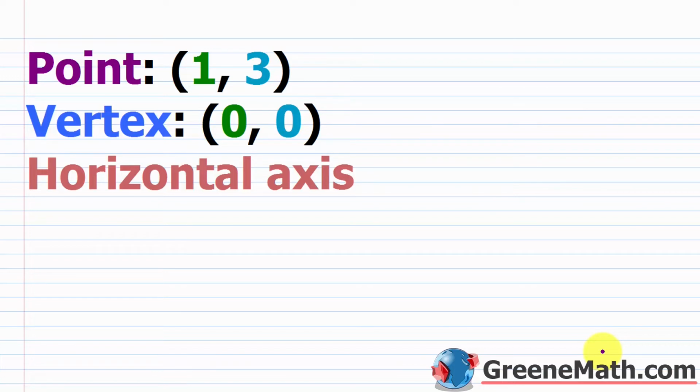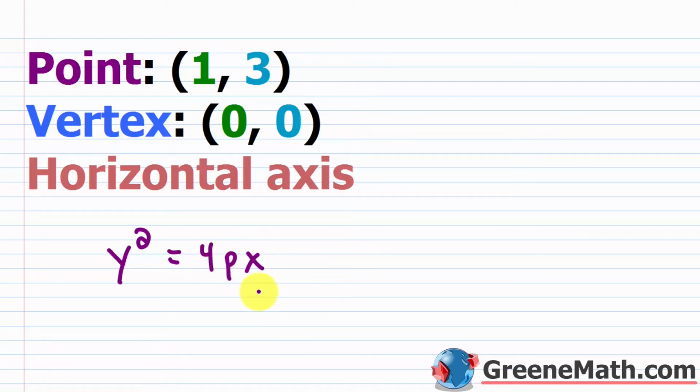So you're given a point (1, 3). You're given a vertex, again, (0, 0). You're told that it has a horizontal axis. So you know this opens sideways, right? It's opening to the right or it's opening to the left. Okay, so what I want to think about is my formula. So it's y squared is equal to 4px.